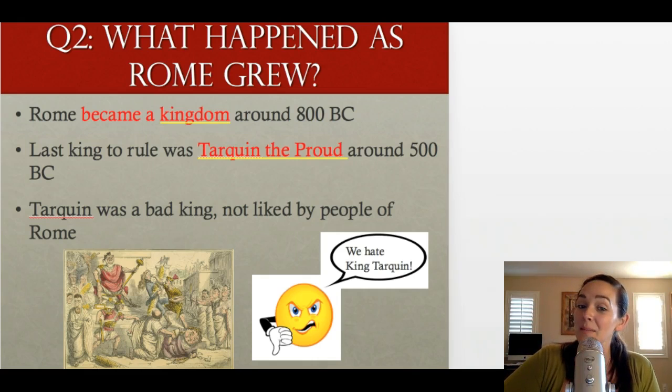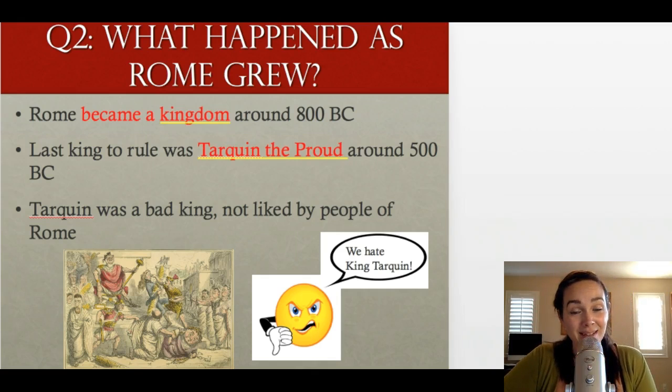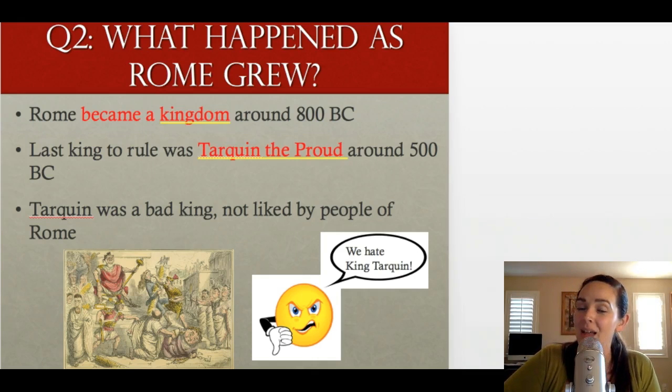Notice that both kingdom and Tarquin the Proud are not only in red, but they are also double underlined. So use your highlighters accordingly. If you're not ready and you need more time, push pause here because here I go.